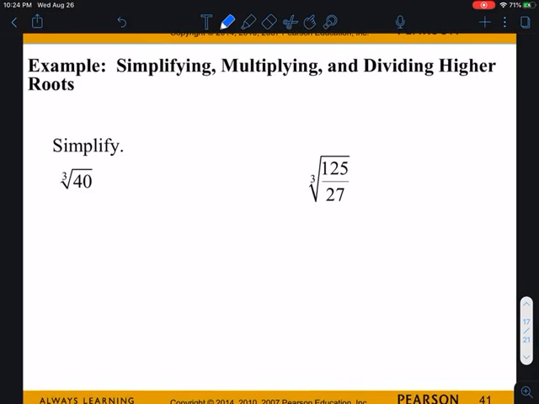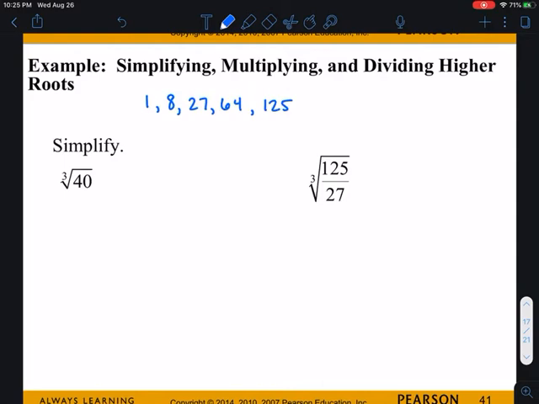So let's try a couple. We have the third root of 40. Now this is where you have to know your perfect cubes. A couple off the top of my head: 1 times 1 times 1 is 1, 2 cubed is 8, 3 times 3 times 3 is 27, 4 times 4 times 4 would be 64, 5 times 5 times 5 would give us 125. I'm sure we could figure out a couple more, but let's see if that will help us start simplifying.